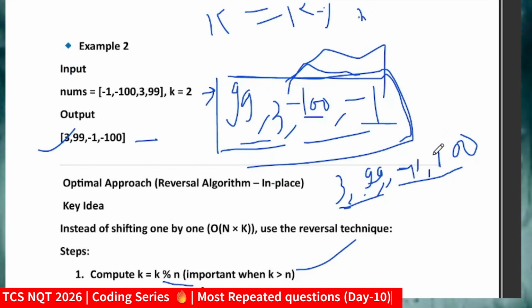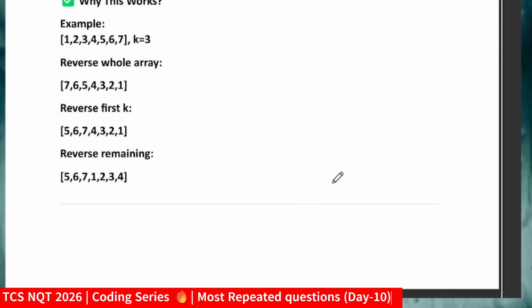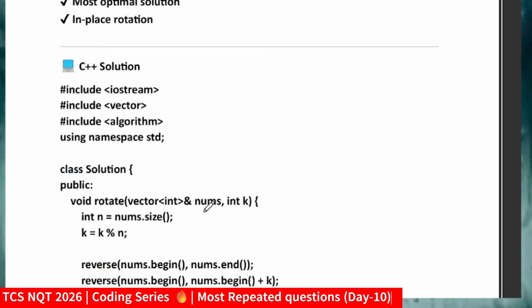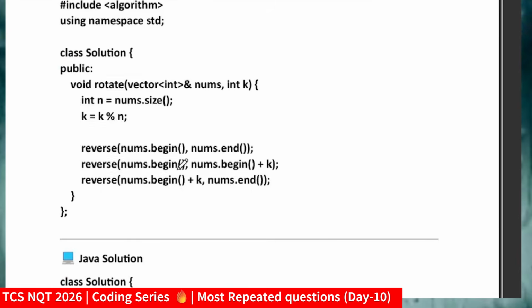Okay, so sorry, this will be minus 100, so minus 1 minus 100. So I hope you got it. Coming to the solutions, you can go to the detailed description. I will provide the complete PDF link in the description. Same thing which I have discussed, I have just explained here. Now coming to the solution, then I will discuss the time and space complexity.